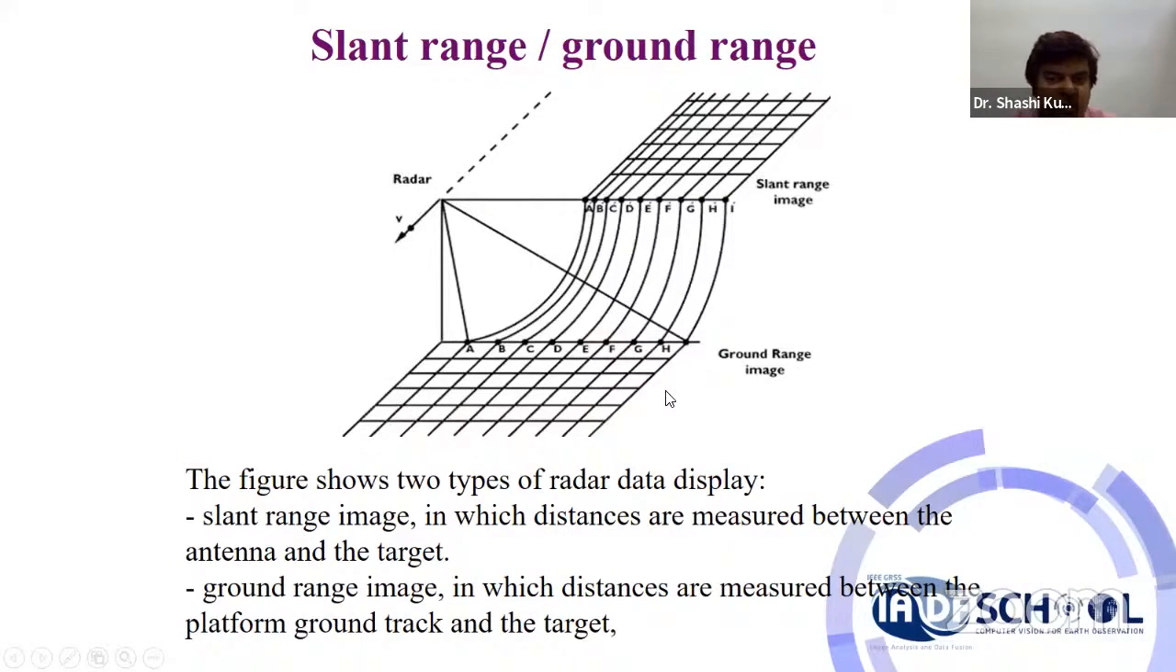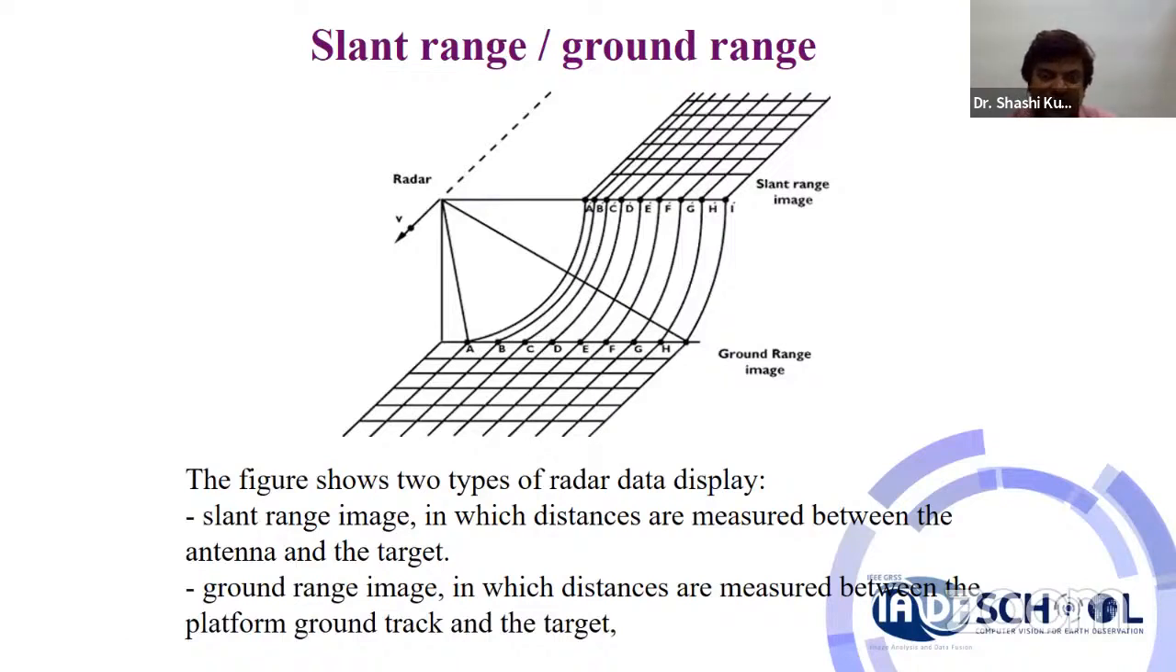This is the graphical representation of the ground targets in the SAR data set. We see that there is no compression in the azimuth direction, but in the data set appearing in the range direction there is compression, and the compression is particularly high for those objects in the near range.